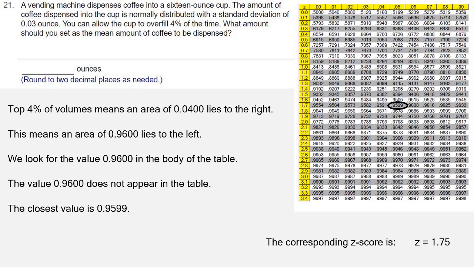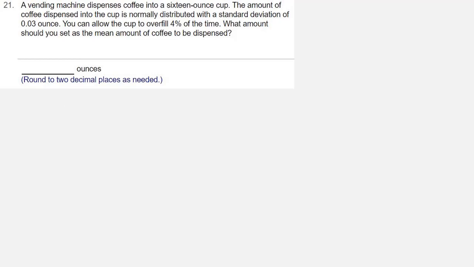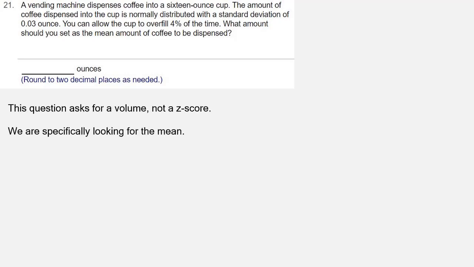But we need to compute the number of ounces that we should set the mean to, not a z-score. So the question asks for volume. We're specifically looking for the mean. It says what amount should you set as the mean. So we are going to use the x value formula, but we're not going to find the x this time. We're going to find the mean. And we're going to use the size of the cup as our x value, so 16 ounces.